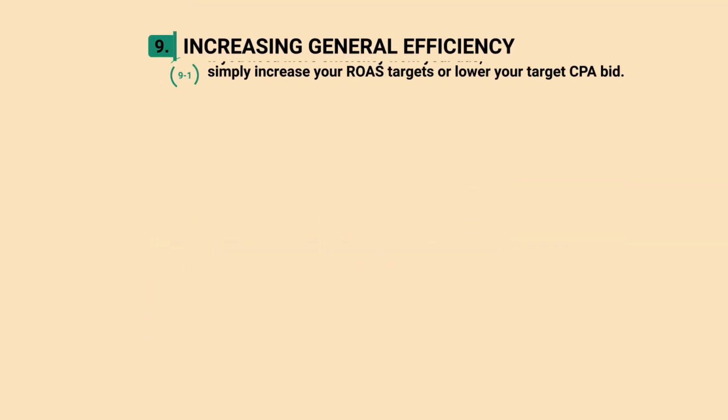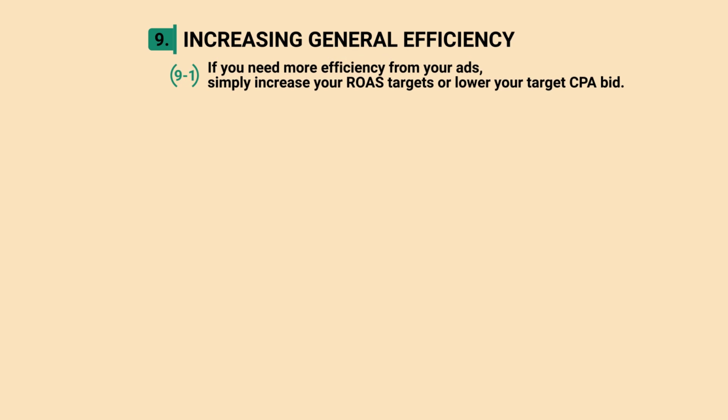If you need more efficiency from your ads, simply increase your ROAS targets or lower your target CPA bid. You should see business level metrics like contribution margin and profit on ad spend improve.